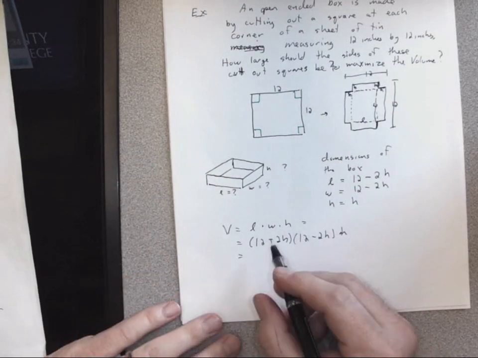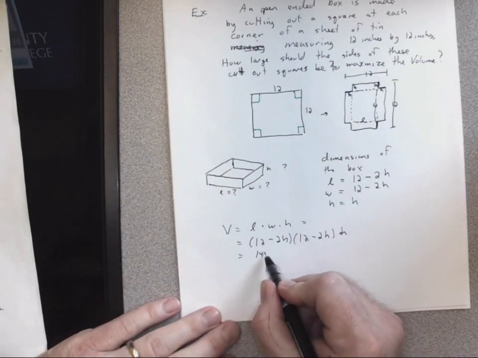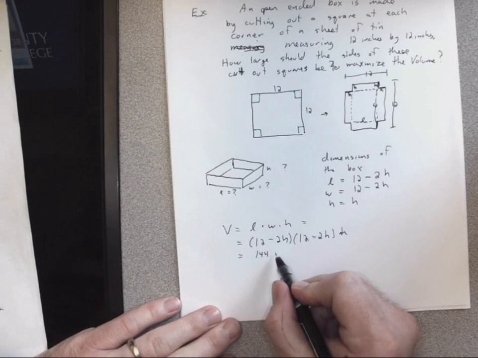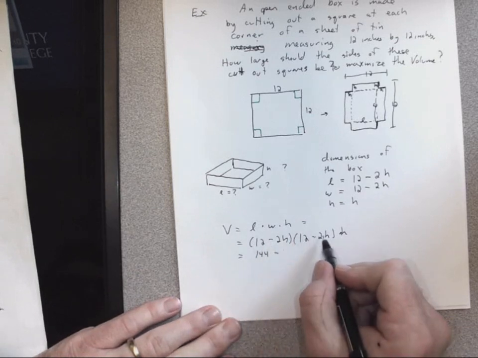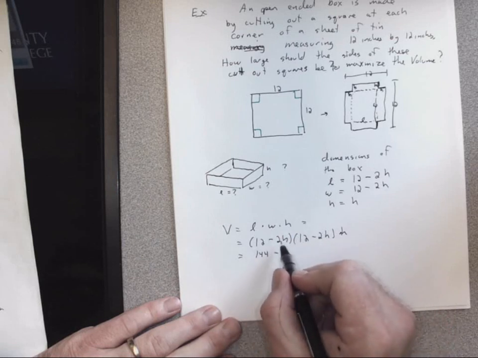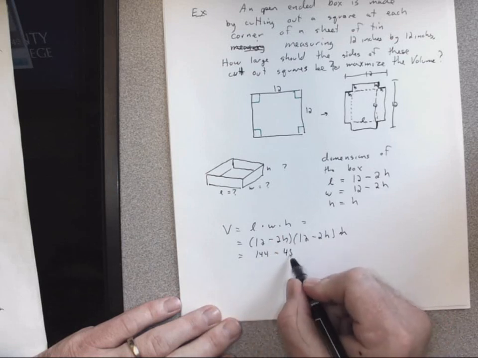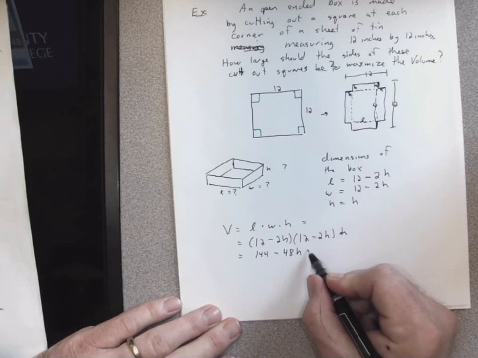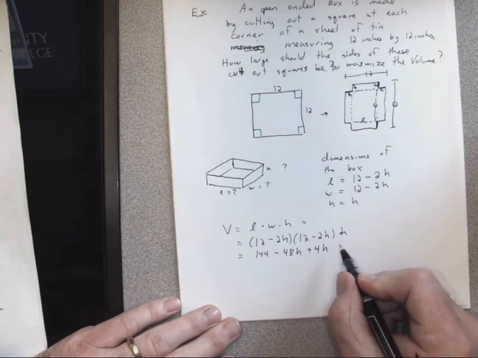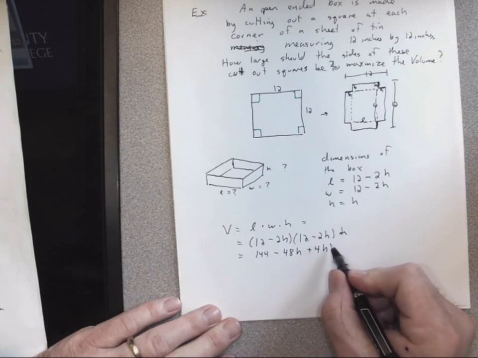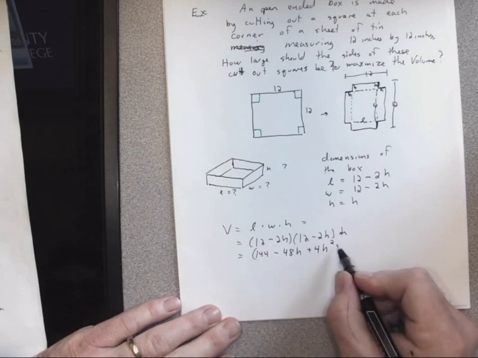So multiplying this together, I have 144 minus 24h, and this also gives you another 24h, so minus 48h plus 4h squared, also times h.